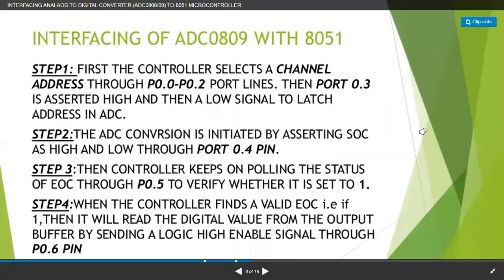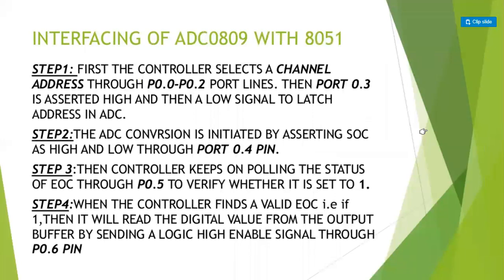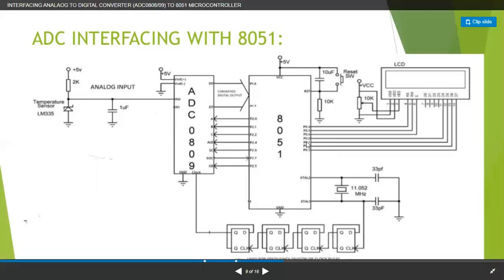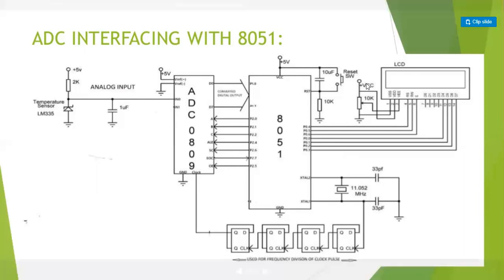And then step 2, ADC conversion is initiated by inserting SOC as high and low through the port 0.4 pin. This is my port 0.4 pin, and this is asserted low. Here 10 kilo ohm resistance, 10 kilo ohm resistance, and VCC supply. This is a circuit diagram which is important for the interfacing.